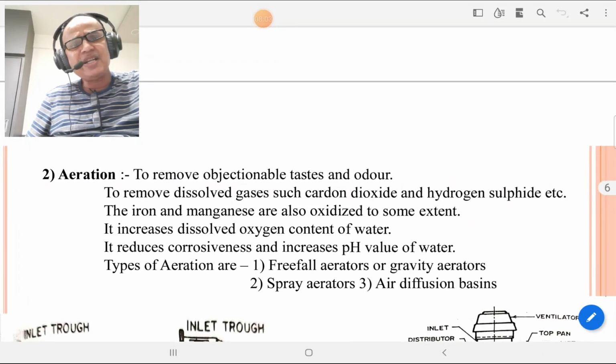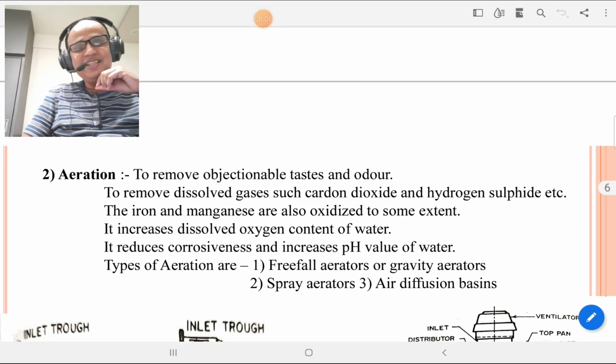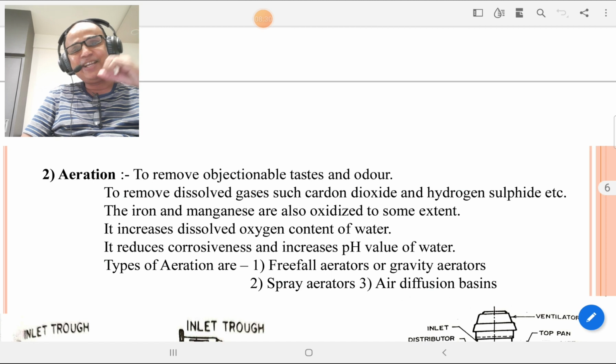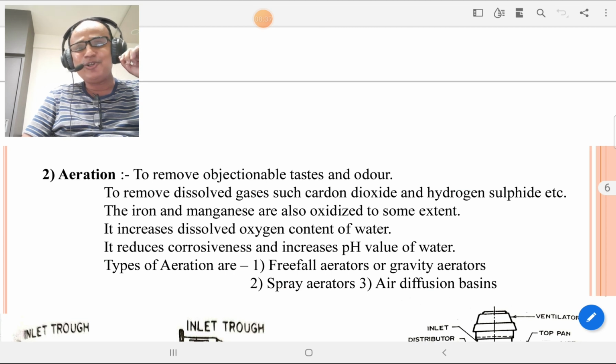Then the second treatment after screening is aeration. It is one of the most beautiful treatments of water supply engineering. Aeration is to remove objectionable taste and odor, and to remove dissolved gases such as carbon dioxide and hydrogen sulfide, etc. Iron and manganese are also oxidized to some extent. So we can sprinkle the water into the air and the air will do the trick and remove all the objectionable material. It reduces the corrosiveness and increases the pH value of the water.